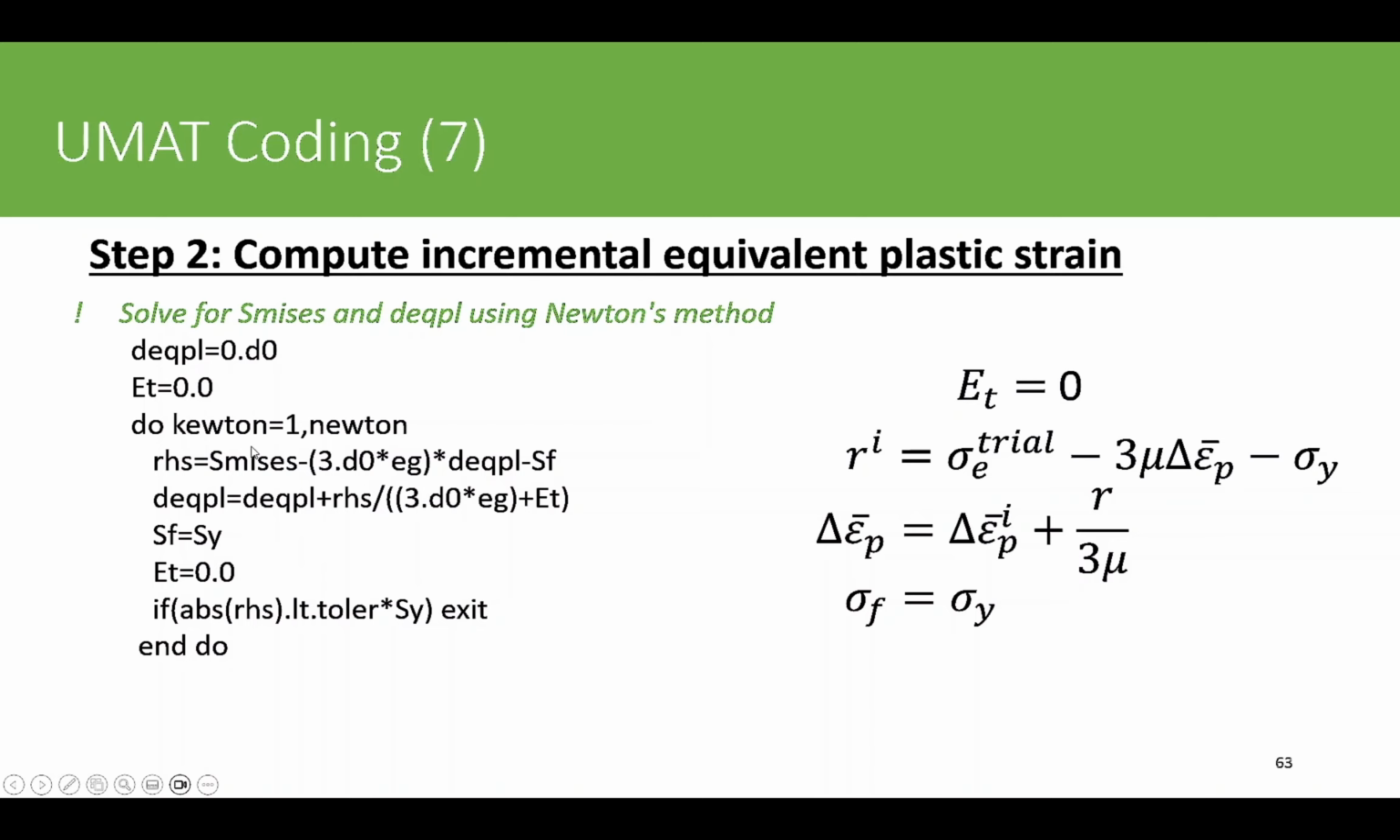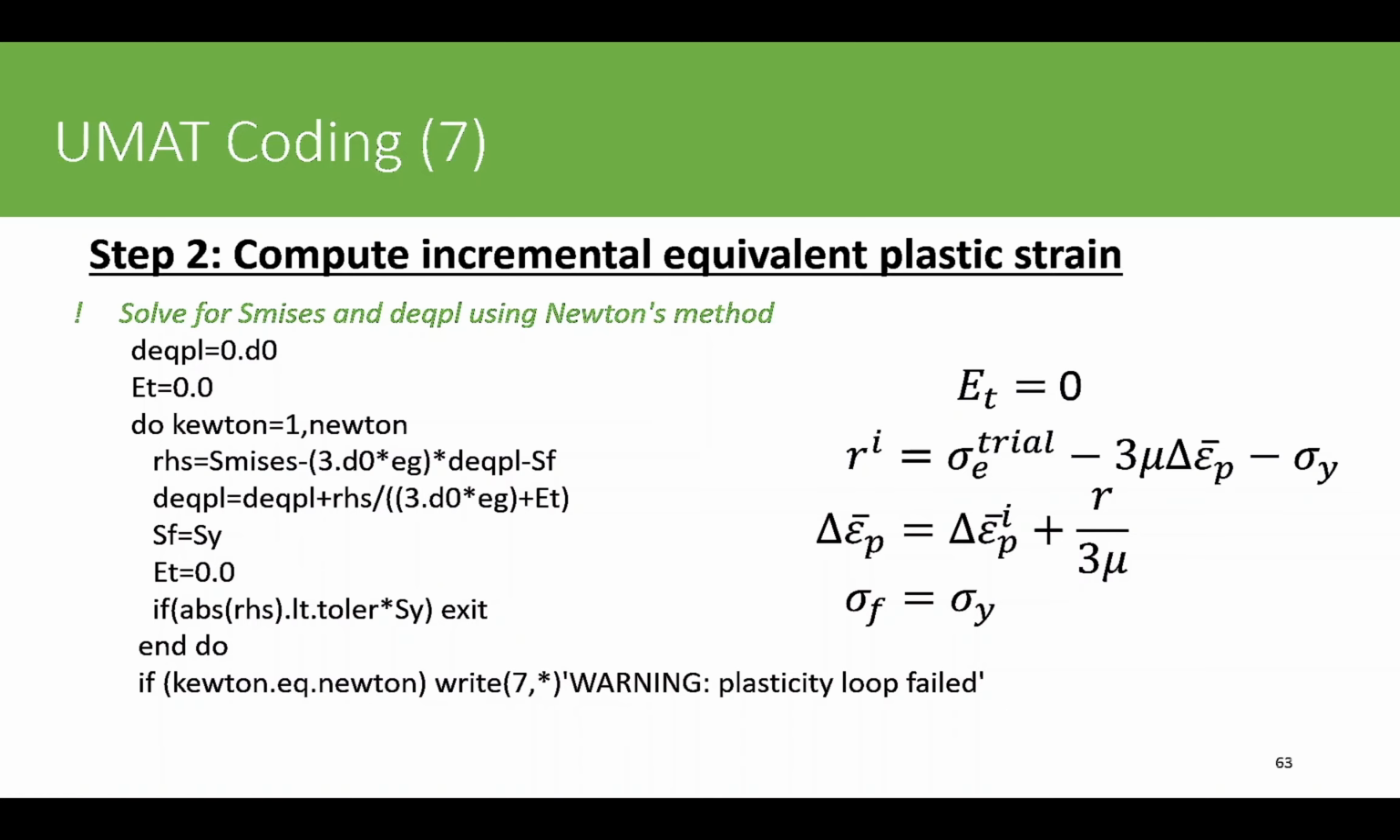If it doesn't exit, then it will keep on going, and we will reach the number of iterations equal to 20. Remember, Newton equals 20 we have used at the start as a parameter, and in that case obviously this means that our plasticity loop has not converged. So we need to also warn the user that your plasticity loop has not converged, you need to do something about it. So for that I will just say that if this thing equals this, it means we have reached the last iteration. We have a warning printed on the screen that plasticity loop failed.